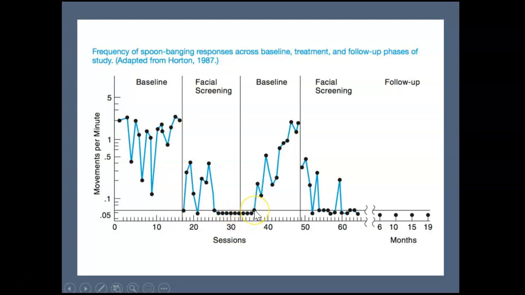Then there's a return to baseline where the facial screening treatment is removed, and you see the behavior gradually increase again. Then you reapply the facial screening, and you see the behavior go down. Now, what a behavior therapist would do is then come back some months later and do a follow-up to examine how well the intervention is persisting and whether the behavior has in fact been extinguished.